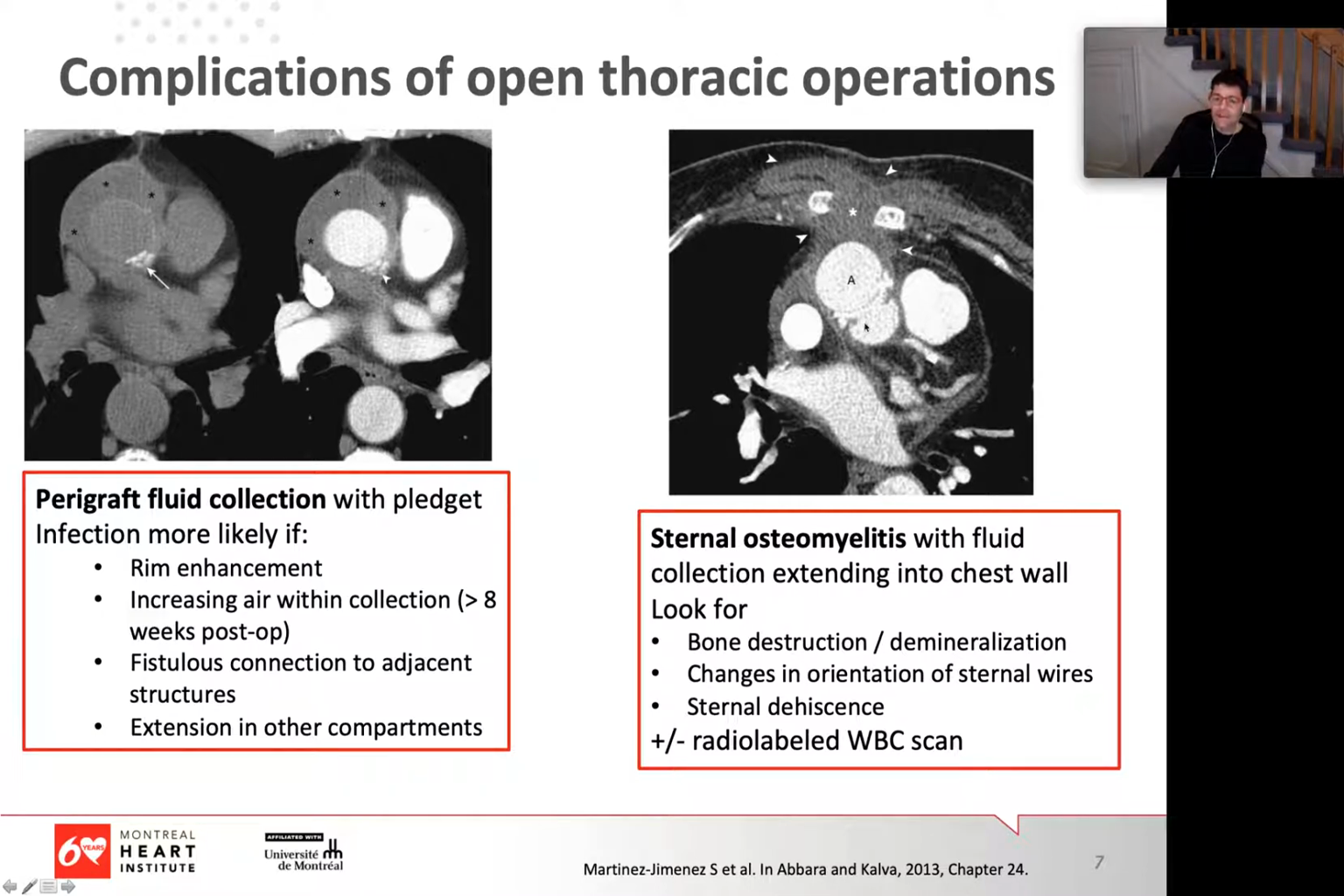A CT scan can also demonstrate other complications of open thoracic operation. This is a sternal osteomyelitis with a collection invading the sternum. There is bone destruction. And if you want to be sure that a collection is inflammatory, you can use a radiolabeled white blood cell scan, or in our practice, a PET scan.